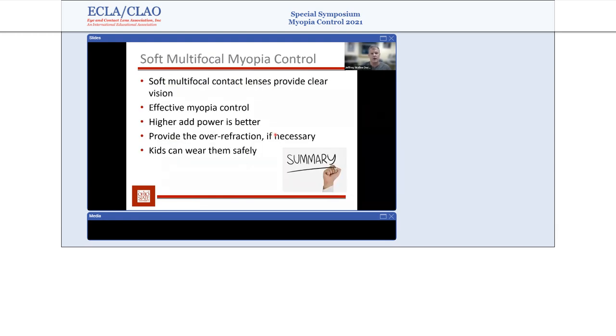So what I hope you take away from this is that soft multifocal contact lenses provide clear vision and effective myopia control. And if you use them, you should use the higher ad power and provide an overrefraction if necessary for that brand of contact lenses. And most importantly, kids can wear them safely. Thank you very much.